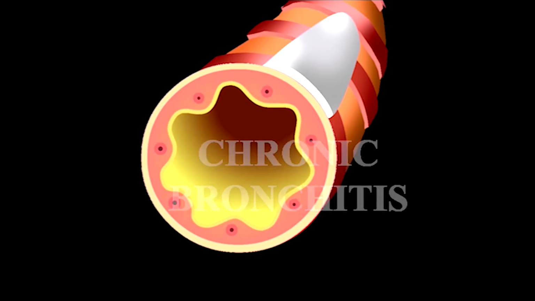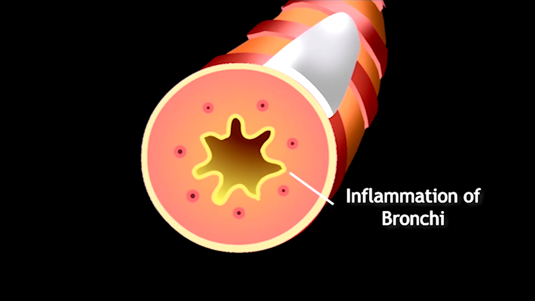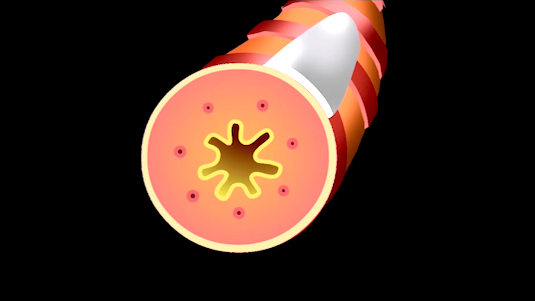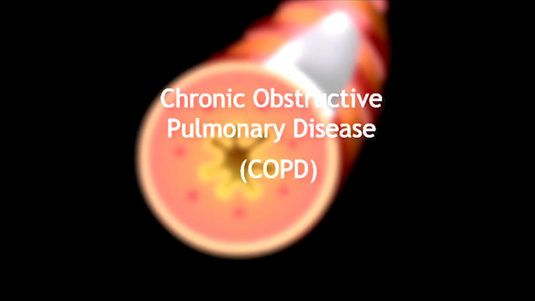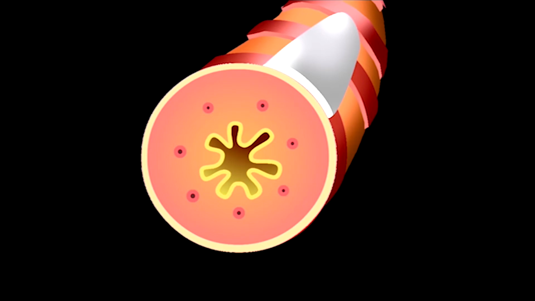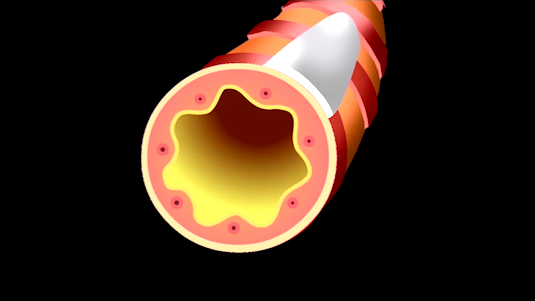Chronic bronchitis is a condition in which the bronchial tubes which carry air to the lungs become inflamed, resulting in a continuous cough. Emphysema and chronic bronchitis are two disorders that make up chronic obstructive pulmonary disease, COPD, which is commonly caused by smoking. Treatment can help reduce the progression of the disease, but it will not be reversed.